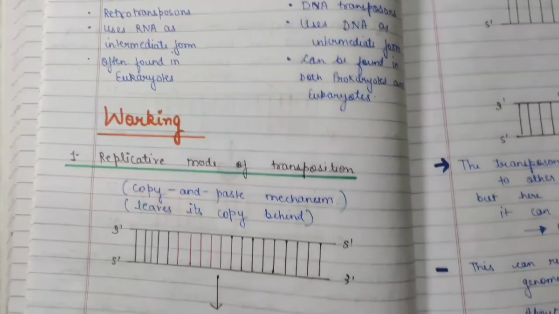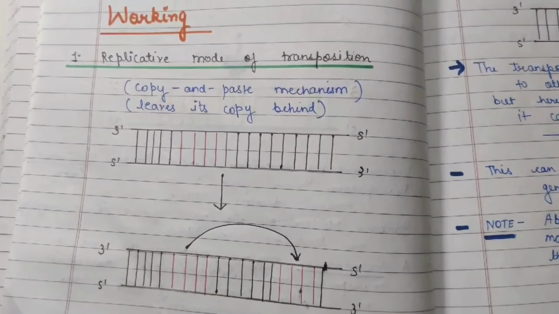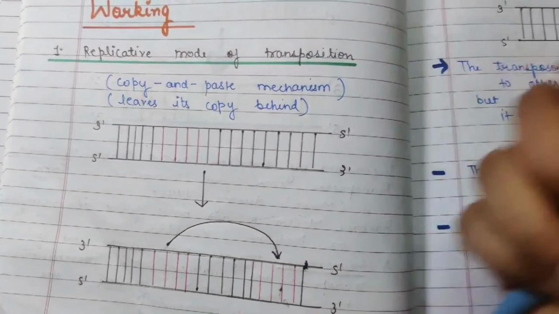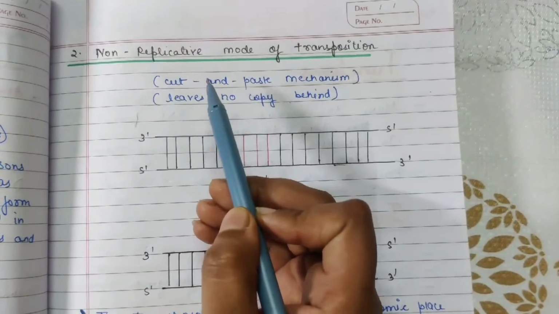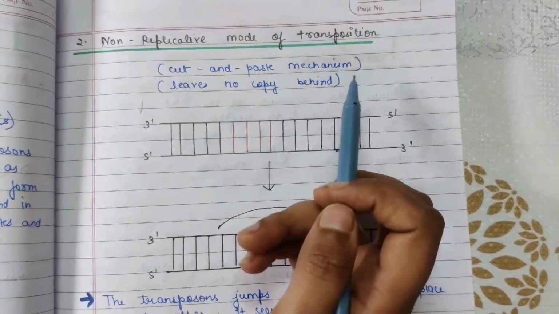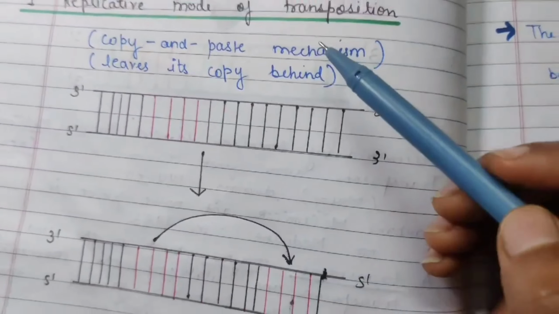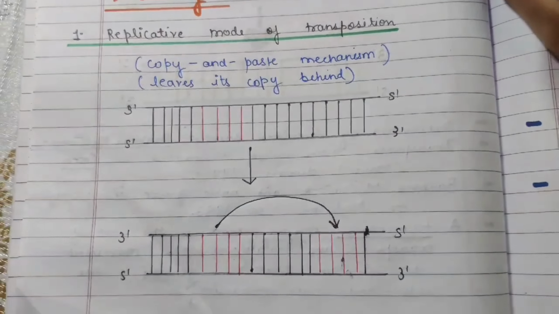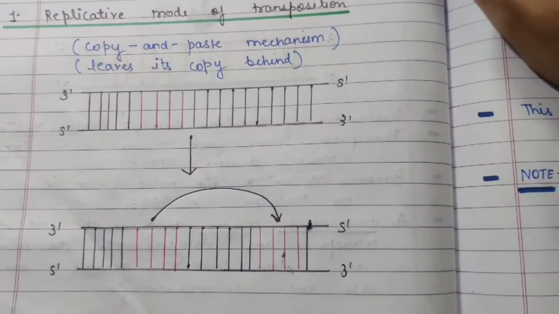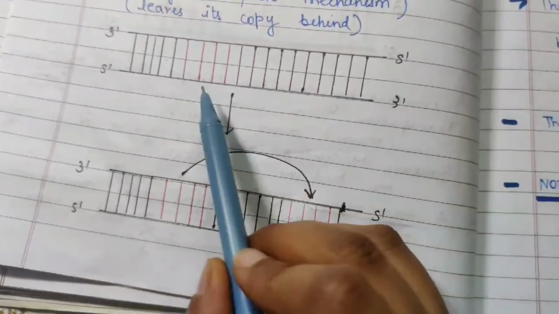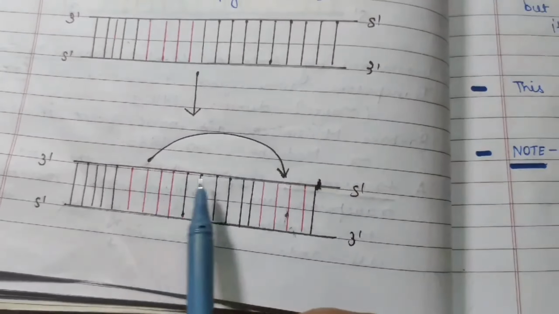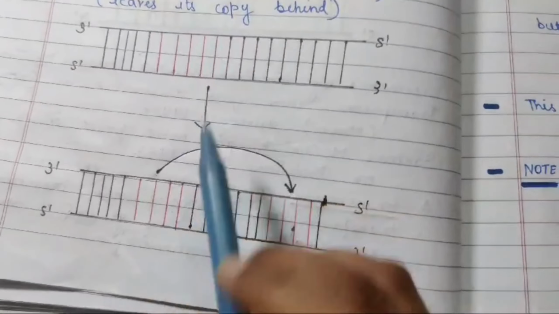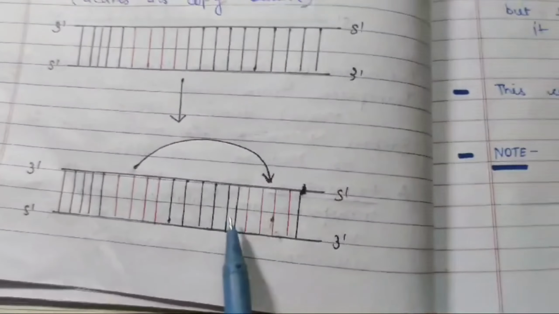Now let us know about the working of transposons. It works in two modes of transposition, that is the first one is the replicative mode and the second one is the non-replicative mode of transposition. First, the replicative mode of transposition is known as the copy and paste mechanism. And why is it so named? Because it copies and pastes its identity to another location also.